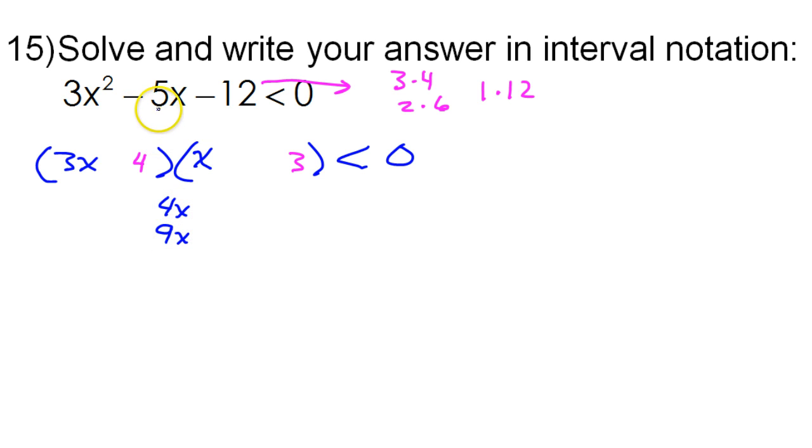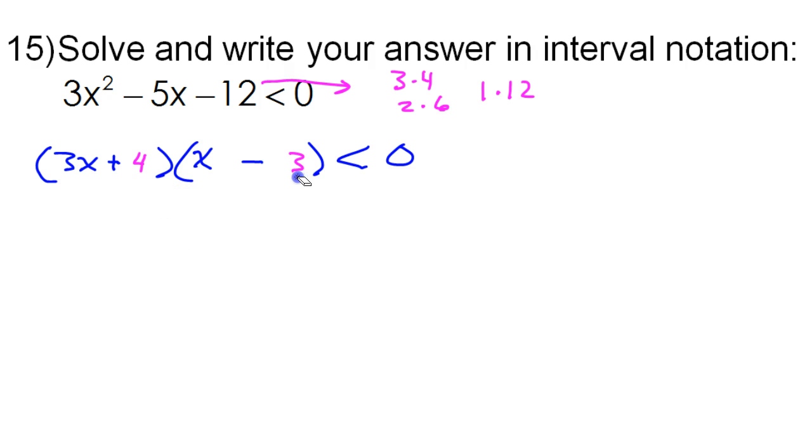Can I get a negative 5 out of that? Sure. If I have a positive 4 and a negative 9, that will make negative 5x. So there's my positive 4, and making this 3 negative will give me the negative 9 that I'm looking for. Also, that'll give me negative 12 because a positive times a negative is negative. So this is the correct factorization.